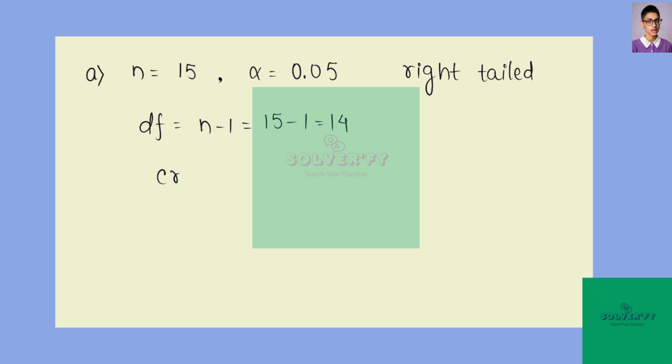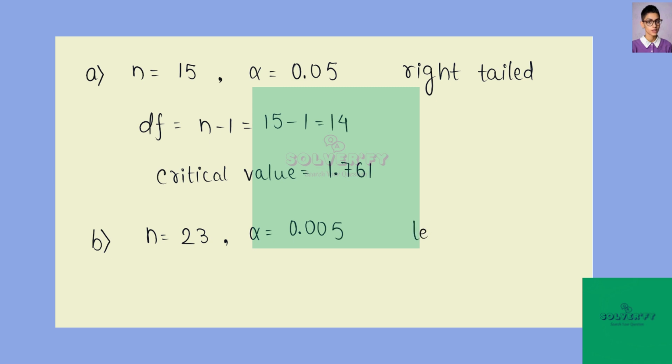And here we can say that the critical value will be equal to, let us write that it will be here as 1.761. And then in the second part, the value of n is equal to 23 and the value of alpha will be 0.005. And then here we are discussing the left tail test.